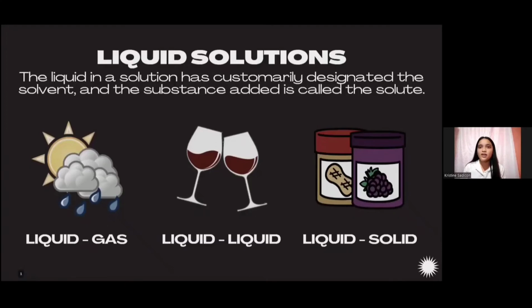So keep in mind that clouds and fog are solutions in which liquid is dissolved in gas, while alcohol and water is a solution in which liquid is dissolved in liquid, and jams and butter are solutions in which liquid is dissolved in solid. Remember that in all these three solutions, liquid is taken as a solute. Next slide, please.